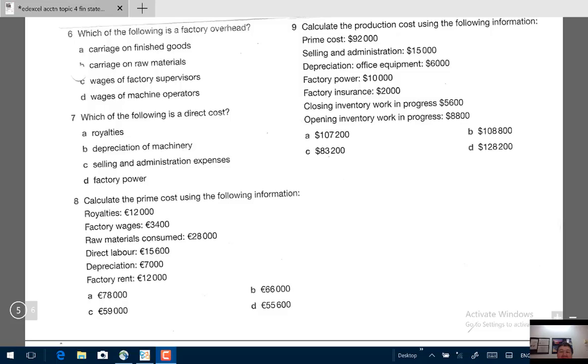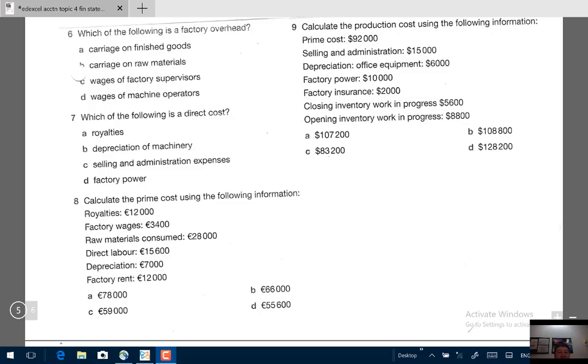So we are at the end of this topic. We finished doing the theory, and now we're doing exercises for this topic called financial statements of a manufacturer in topic 4 of this exam called IGCSE Edexcel Accounting. The code is 4AC. This particular section here, topic 4, is examined in paper 2. All right, so let's do some objective questions here.